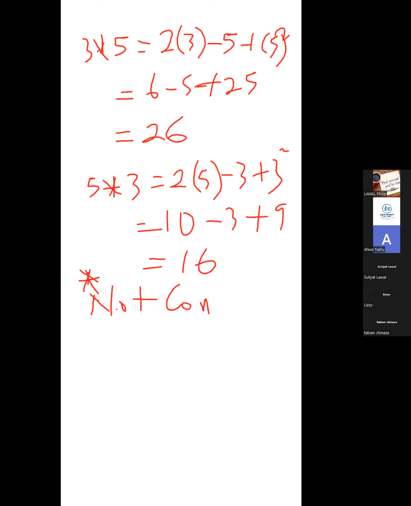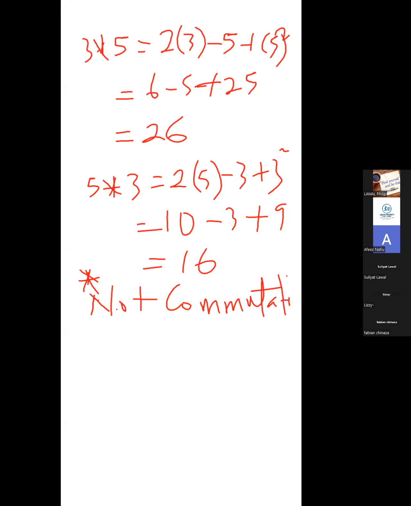So at this junction, when you interchange and you don't get the same answer, the first one, 3 star 5 will give 26, but 5 star 3 will give 16. So it is not commutative. I think 1 and 2 in that regard was just a coincidence, but it will not work for all the numbers. These are the situations we need to watch out for.